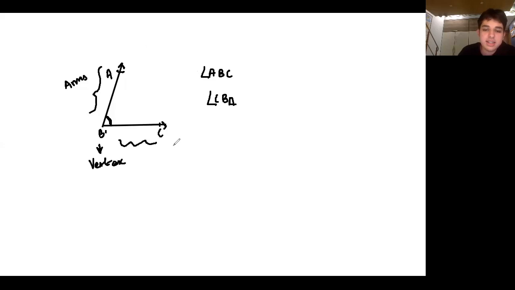Now, the next thing I'm going to focus on is what is in the interior of an angle and what is in the exterior. So this part, all of this, is in the interior of the angle, and all of this is in the exterior of the angle. So that's interior and exterior angles.